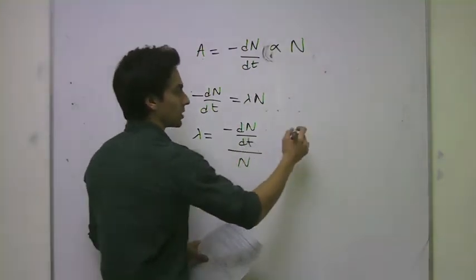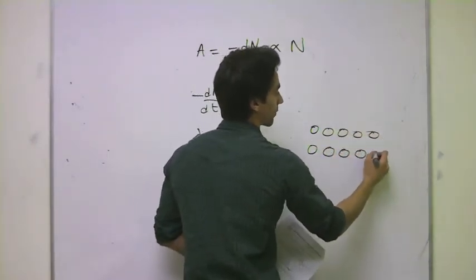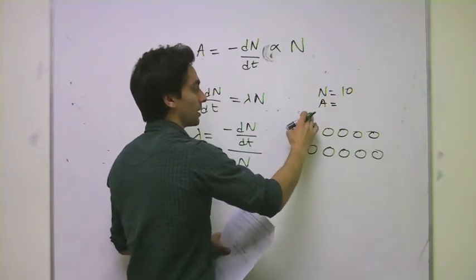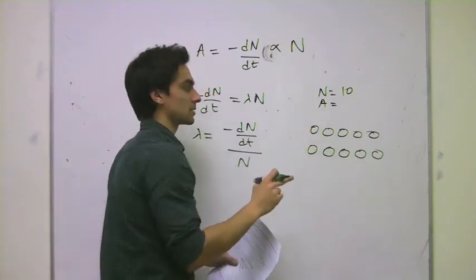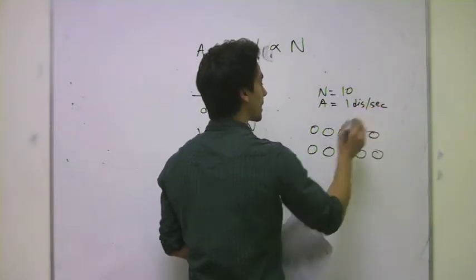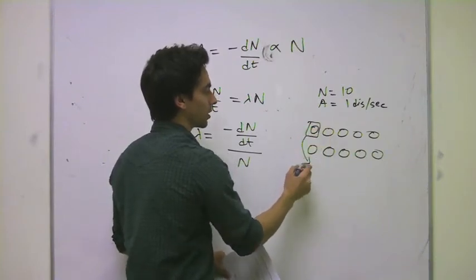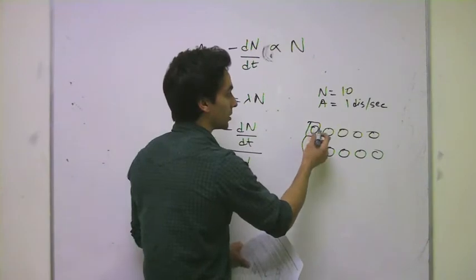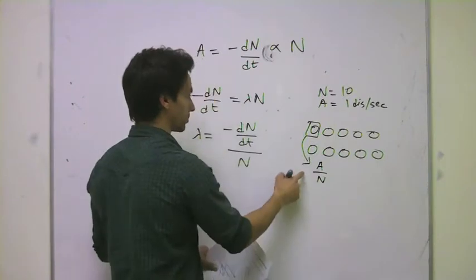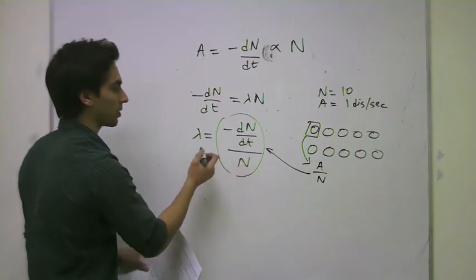If you think about it, suppose I had 10 radioactive nuclei, and the activity is 1 disintegration per second. Now if I were to ask what's the probability of decay of this nucleus in the first second, the answer of course would be 1/10, which is the activity divided by the number of nuclei. So you can see that this here is also the activity divided by the number of nuclei.